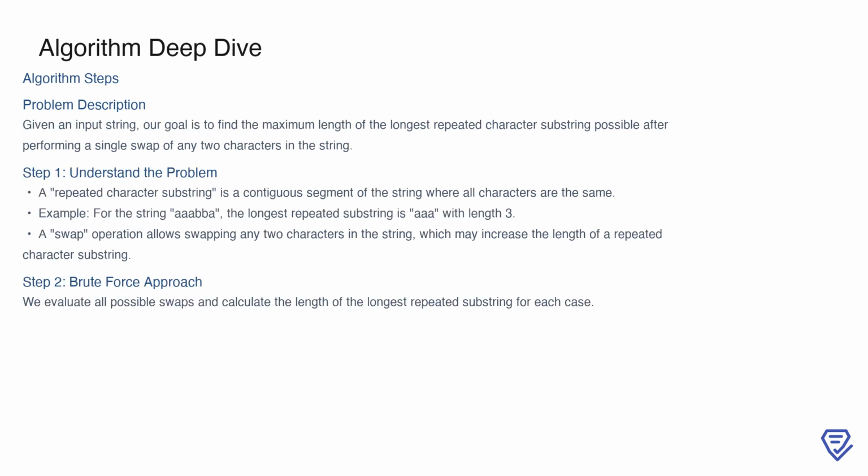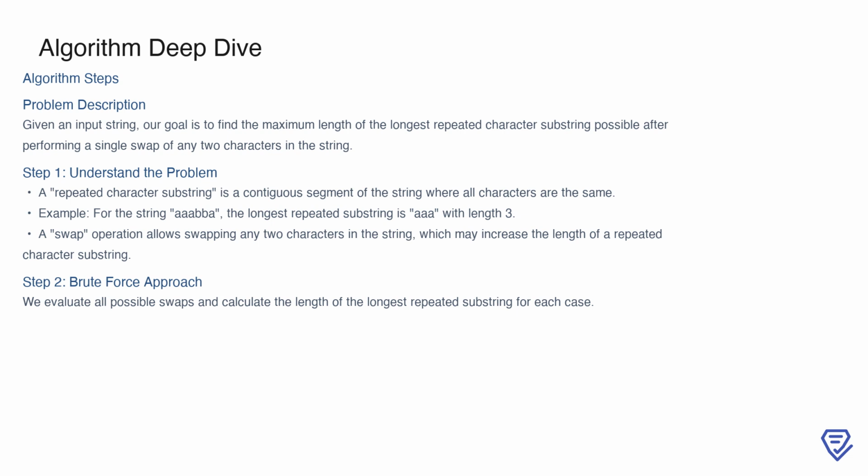In this problem, we're tasked with finding the maximum length of the longest repeated character substring we can achieve after making a single swap of any two characters in the string. To clarify, a repeated character substring is simply a section of the string where the same character appears consecutively. For instance, in the string AABA, AAA is a repeated substring with a length of 3. The challenge lies in determining if swapping two characters can extend that length further.